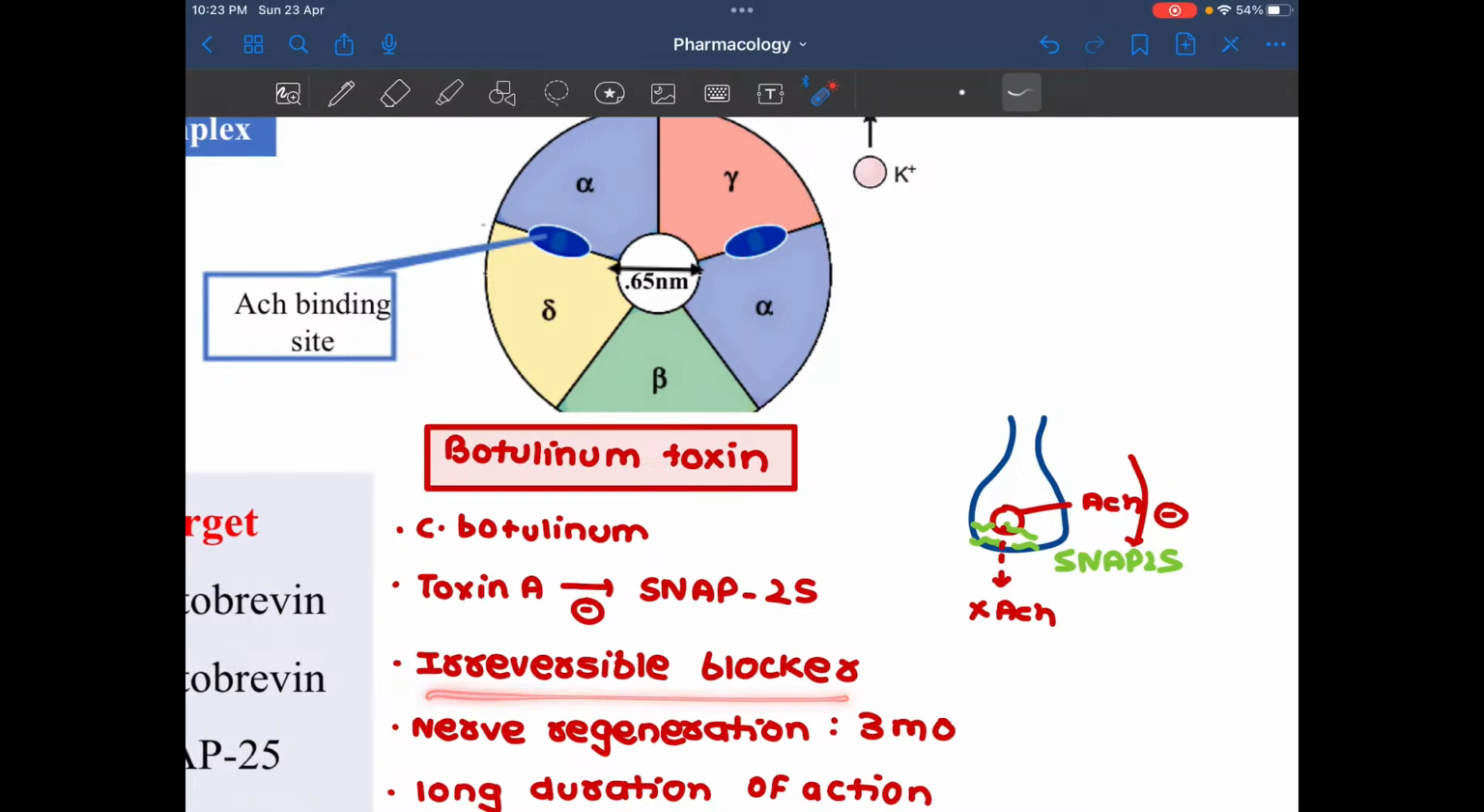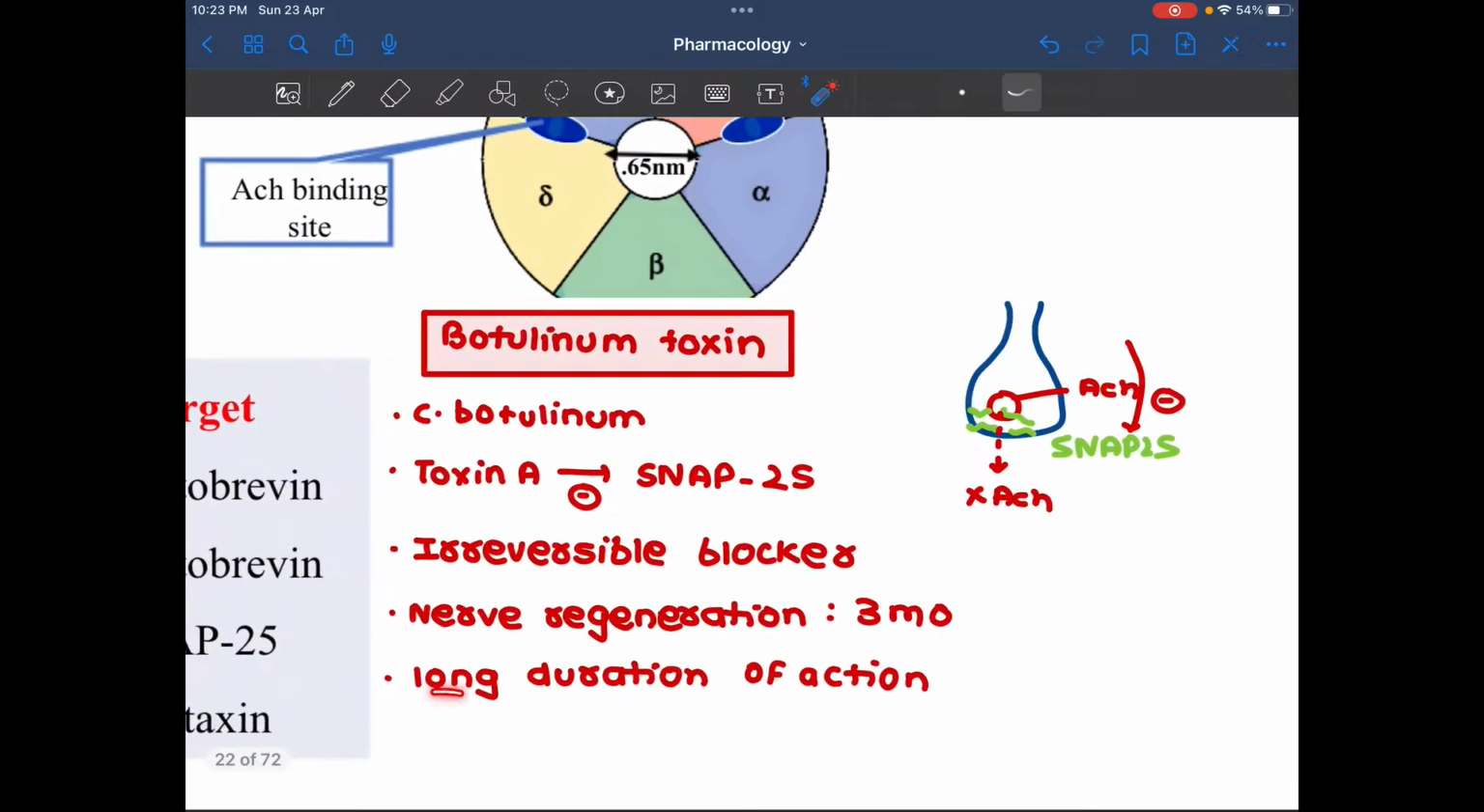It's an irreversible blocker. This means that until the new nerve terminals are formed, which is going to take roughly about 3 months, the block remains. Nerve regeneration, as we know, takes about 3 months. So the irreversible block will stay until we have new protein synthesis, new nerve synthesis. So botulinum toxin has a long duration of action.